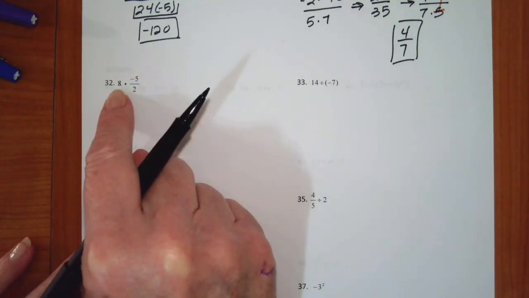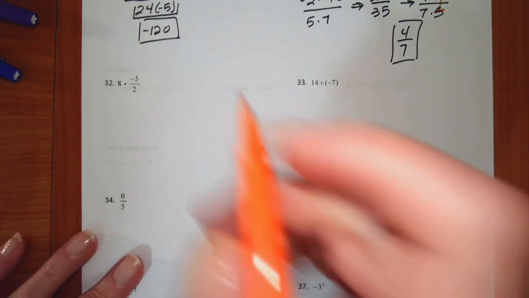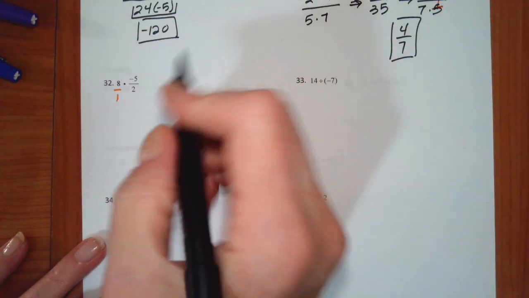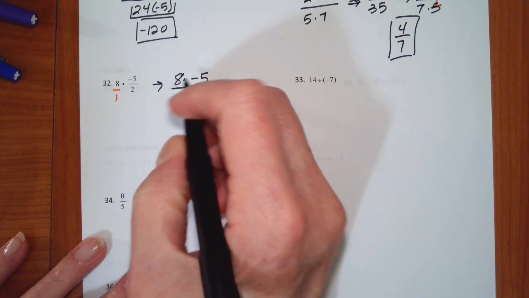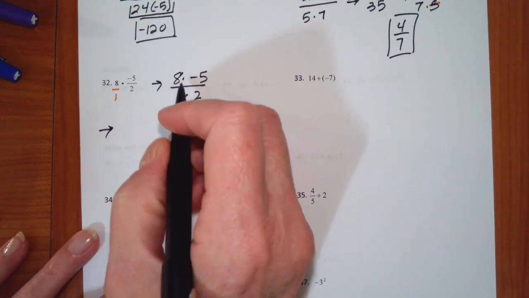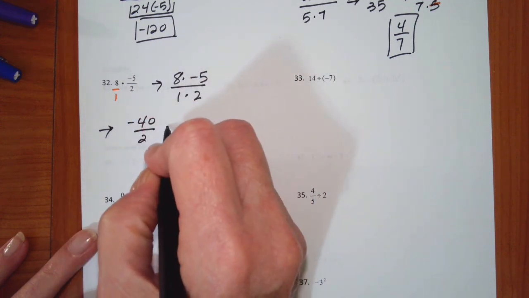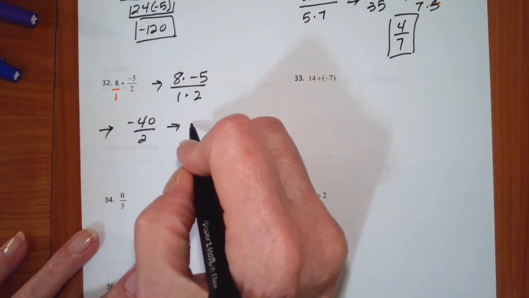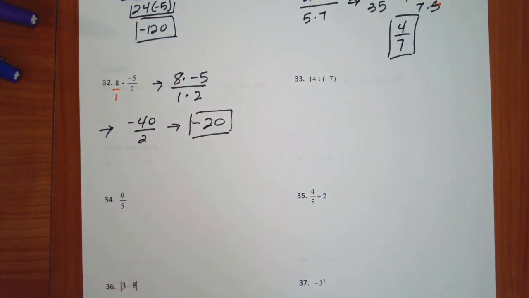If I'm multiplying a number times a fraction, I have to just put it over 1 to turn it into a fraction. So this becomes 8 times negative 5 divided by 1 times 2, which becomes negative 40 divided by 2. Well, negative 40 divided by 2 gives me a final result of negative 20.